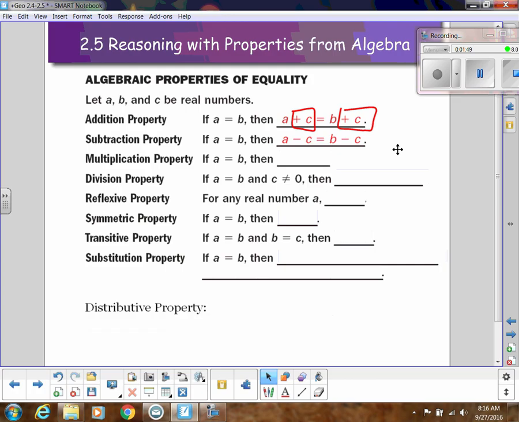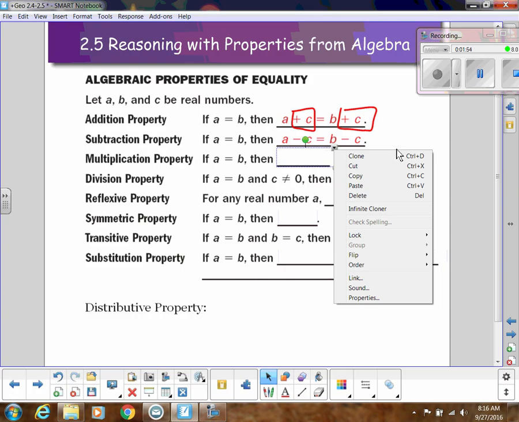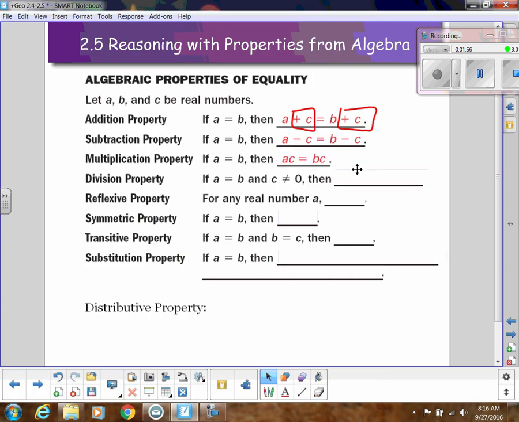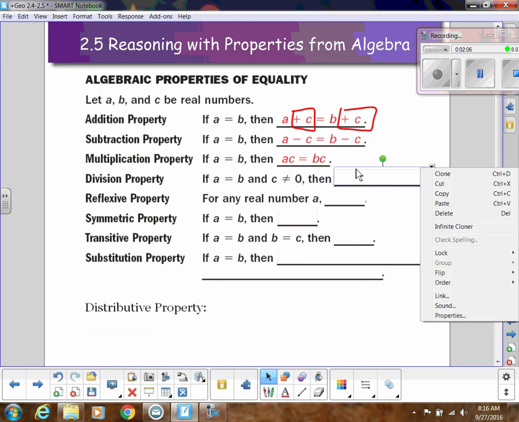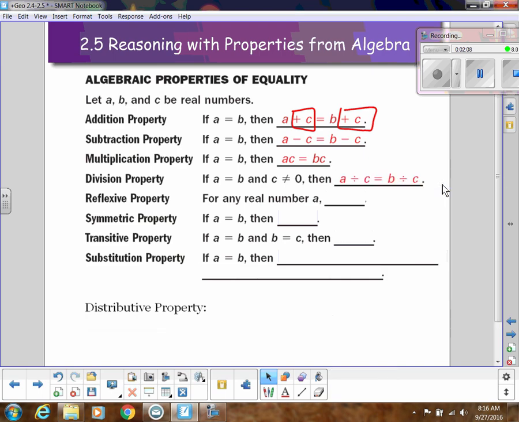And then the multiplication property, what do you think that will do? We are going to be multiplying by c on both sides. So ac would equal bc. And then on the division property, the only thing that changes here is we can't have c equal 0 because we're going to be dividing by c. So I can divide both sides of the equation by c, as long as c is not a number that's 0. So those are things that you've done a million times before solving equations. You do the opposite thing on both sides of the equation. All right, so reminder of those.